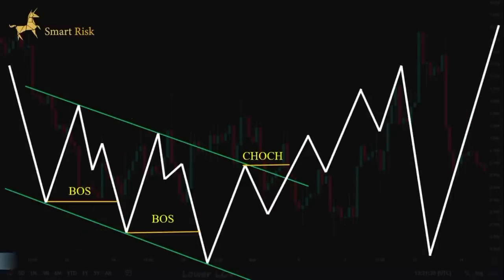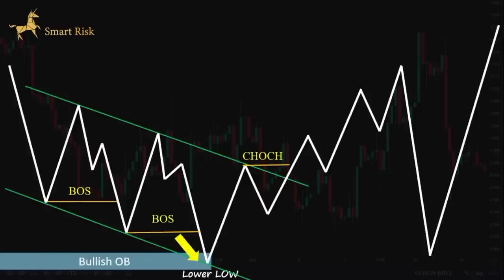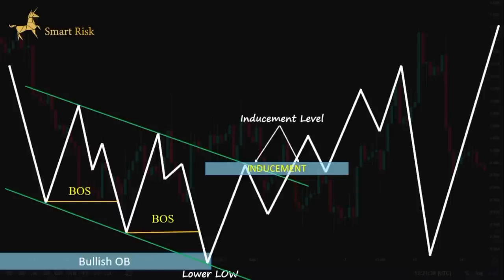As you can see, price, after making this lower low and mitigating this important bullish order block, has changed its direction to upward for touching the top line of the channel. We can consider this area as an inducement level.